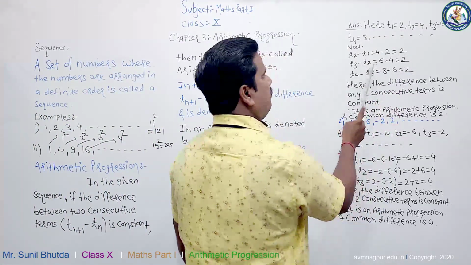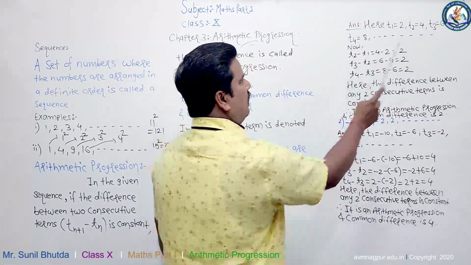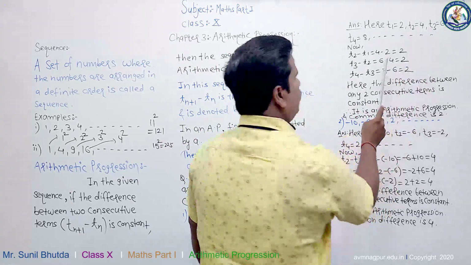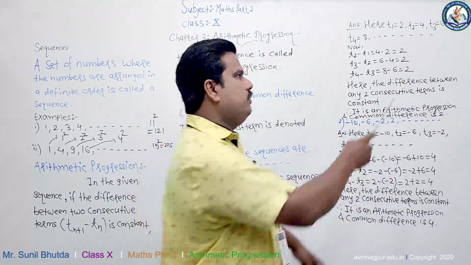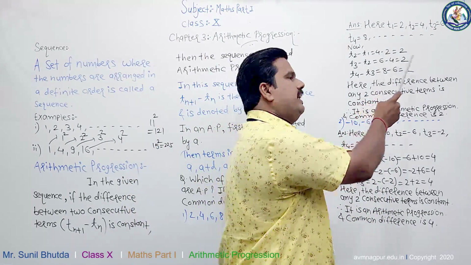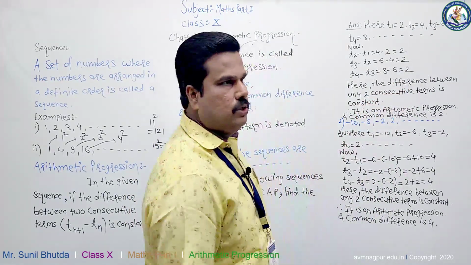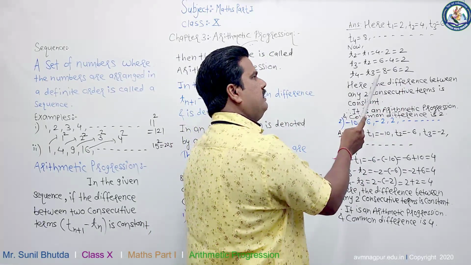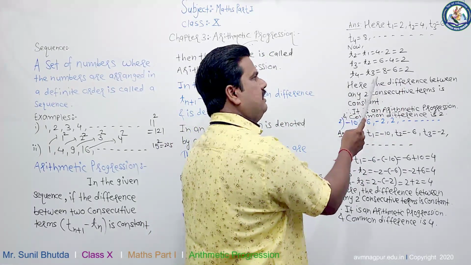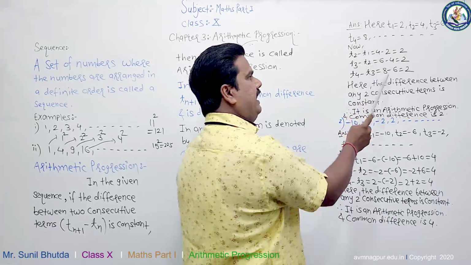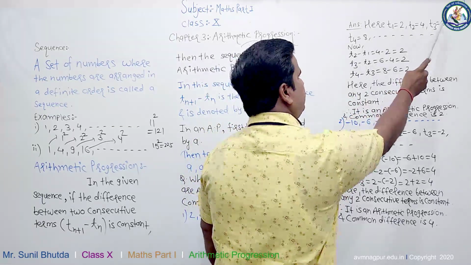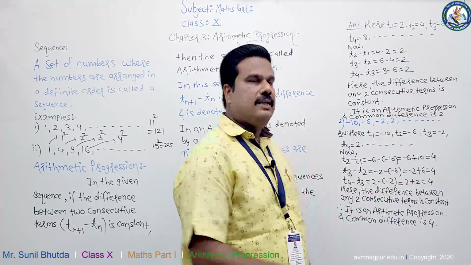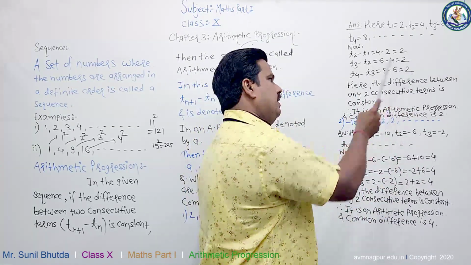Now find out the common difference between T2 and T3. What will be our common difference? T3 minus T2. T3 is 6 and T2 is 4. Therefore again we are getting the same answer, that is 2. Now find out the common difference between T4 and T3, that is T4 minus T3. T4 is 8, and T3 is 6. 8 minus 6. Again we are getting the same answer, that is 2.